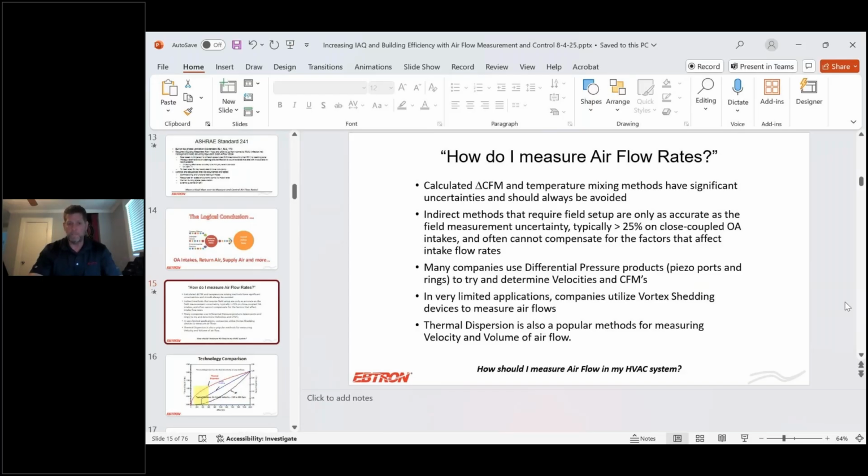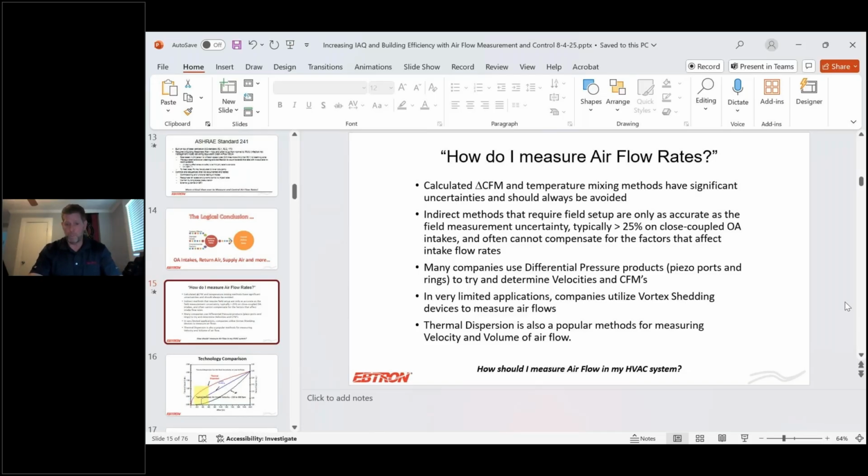Like I mentioned, back before there were direct methods for measuring outside air, supply air, return air, there were the calculated delta CFM methods, temperature mixing methods, and pressure differential methods. Those were used, but they are not as accurate as a direct airflow measurement device. You could be off, as I mentioned earlier, 25 to 50% on your calculations.